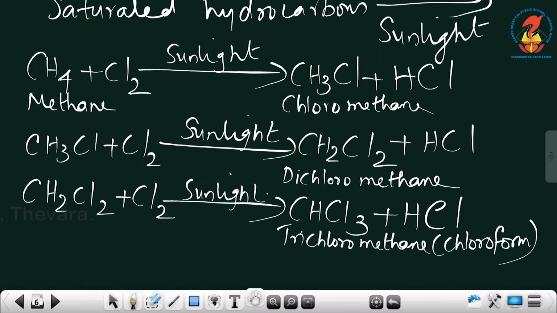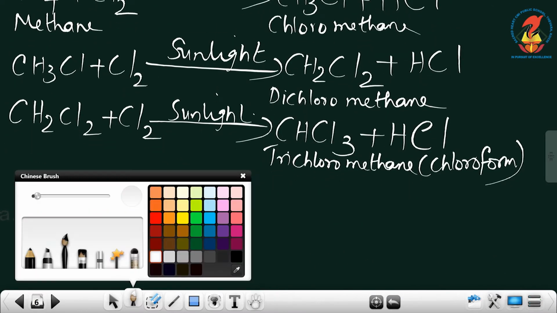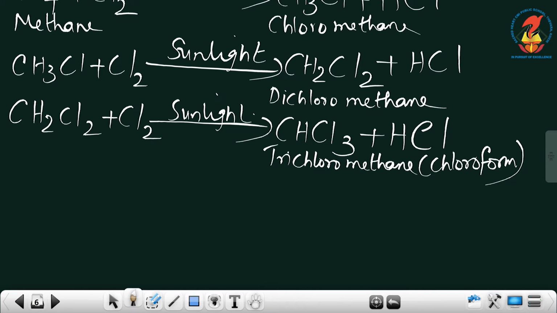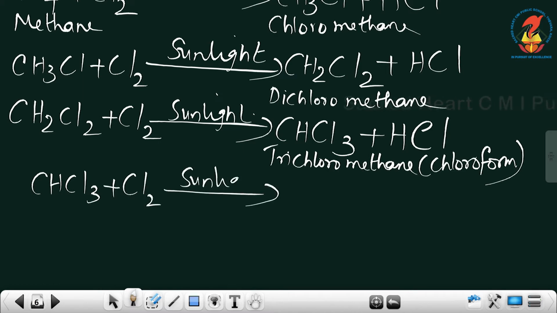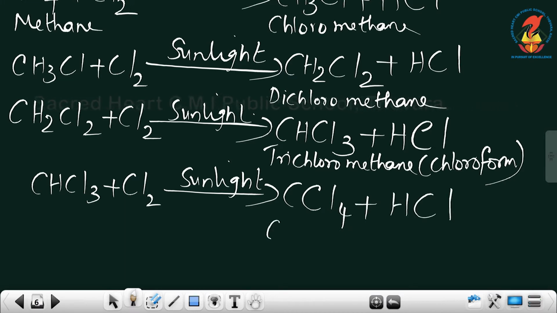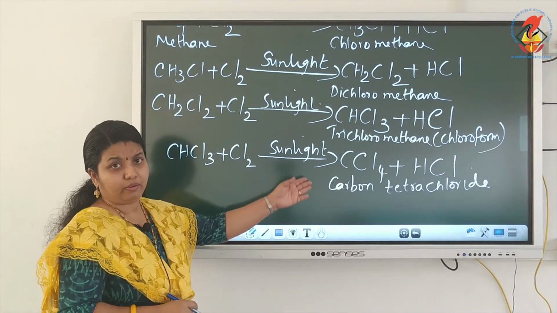Chloroform, you might have seen its use in movies. It is used to make a person unconscious. So, CHCl3 plus Cl2 in the presence of sunlight. Now, there is only one hydrogen atom that has to be substituted. So, that is also removed. It becomes CCl4 plus HCl. The name of this compound is carbon tetrachloride, or tetrachloromethane. Carbon tetrachloride is an industrial solvent, an organic solvent.